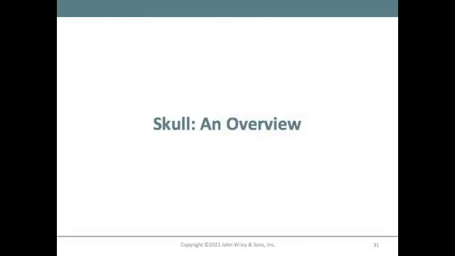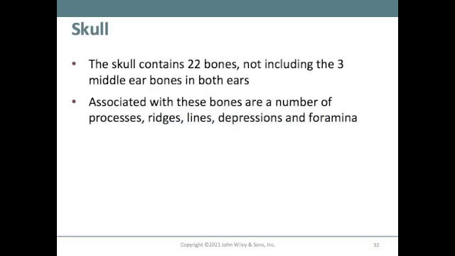So now we're going to start looking a little bit more closely at the skull. The skull contains 22 bones, not including the 3 middle ear bones in both ears. So actually they're in your head or in your skull. You have 6 bones that are associated with the ear. Associated with these bones are a number of processes, ridges, lines, depressions, and foramina. What I wanted to say is that there are 3 bones in each ear, for a total of 6. And those 6 bones are not considered to be part of the axial skeleton, even though tonight we're going to group them in with the axial skeleton. But I can tell you this about the ear bones.